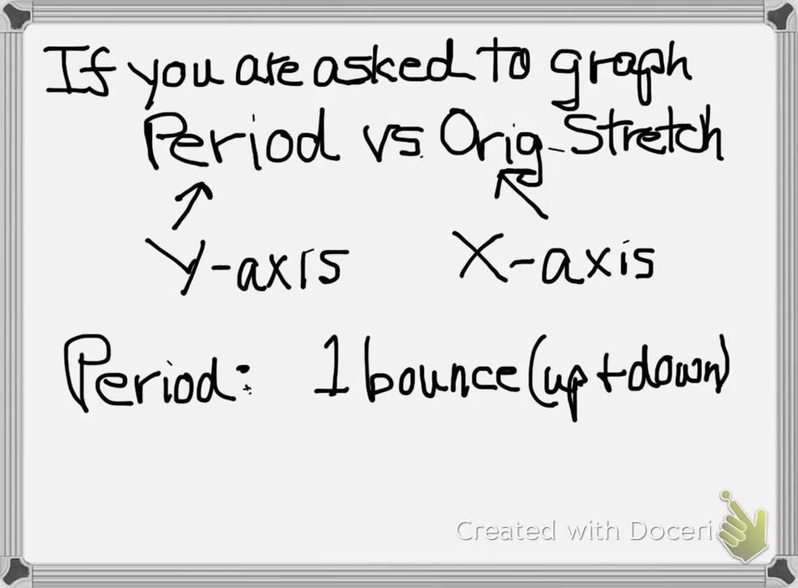The next thing you have to remember is that a period is a one up and down bounce, one up and down motion. When it starts repeating itself, that would be a second cycle. Okay, so a period is a one motion.